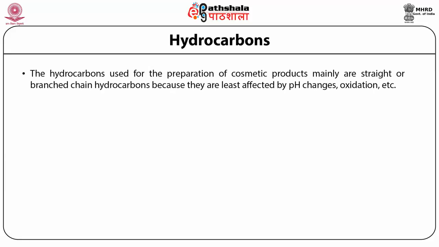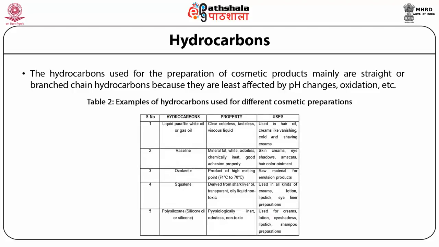Hydrocarbons. Hydrocarbons used for the preparation of cosmetic products mainly are straight or branch chain hydrocarbons because they are least affected by pH changes, oxidation, etc. They also have high boiling point and saponification value. In cosmetics, they prevent loss of the moisture from the skin surface. Examples of various hydrocarbons used in cosmetics are given in Table 2.